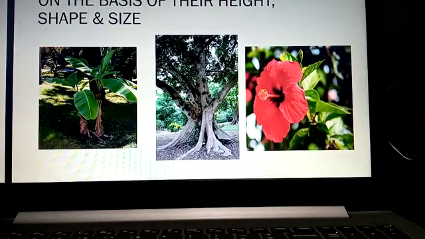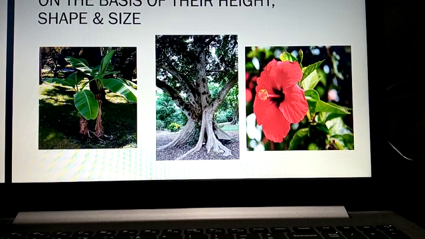So the first one is on the basis of their height, size and shape. Children, you have learnt in your earlier classes about the herbs, shrubs and trees, right? So on the basis of their height, size and shape, they are divided into three categories, that is herbs, shrubs and trees. Here you can see the pictures of three different plants, where the banana is an example of a herb, a tree, and then the China rose, which is an example of a shrub.